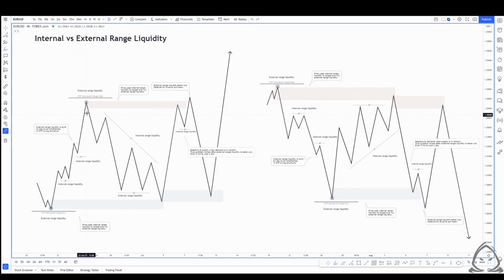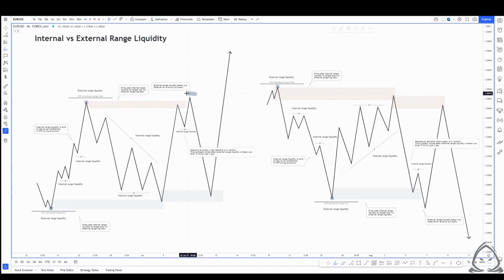And then what we'll often see as well, just to add on to the concept of external range liquidity, is we may actually have a supply zone that's created on the swing structure. We might get an initial small reaction that creates a little bit more internal range liquidity, and then price runs the high. So we've broken this high just barely. It can be by just a pip in many cases.